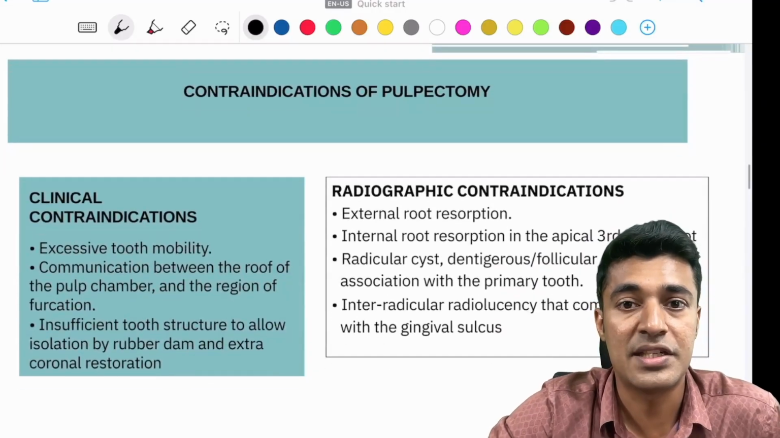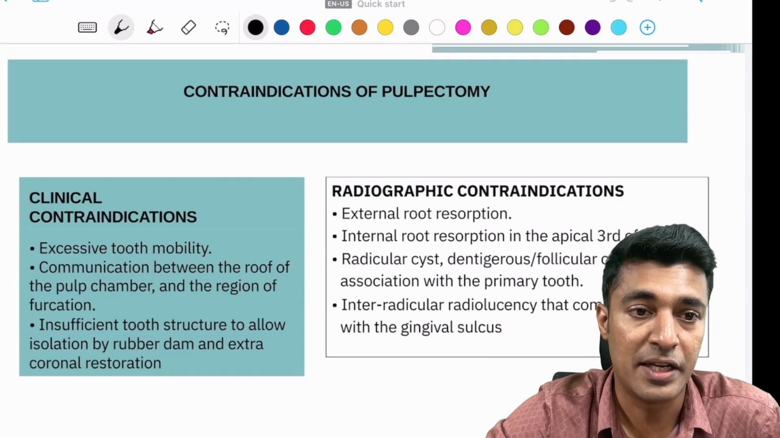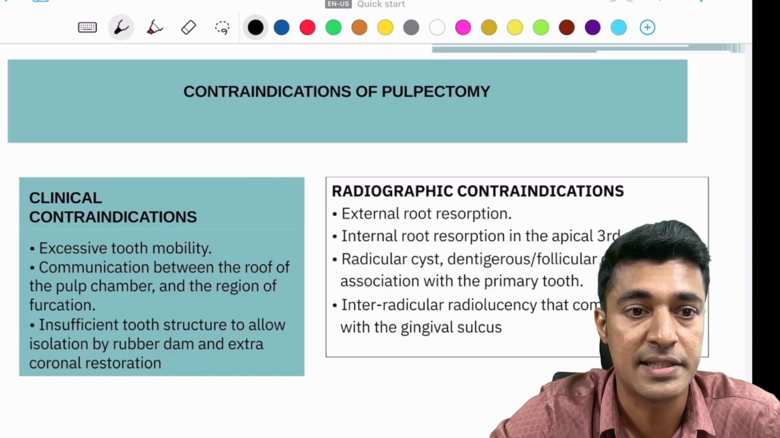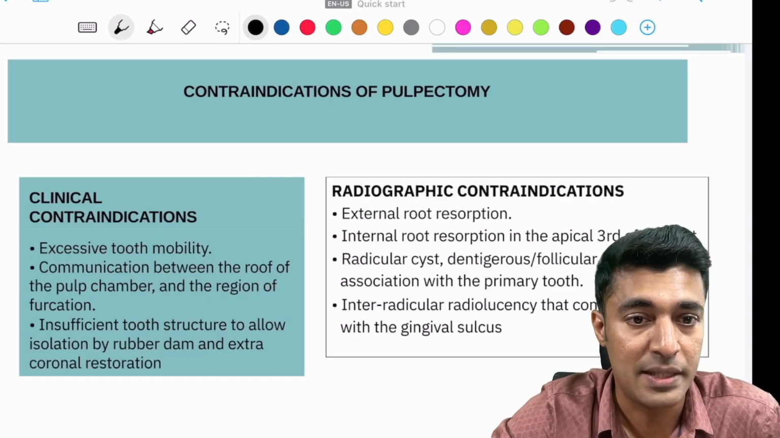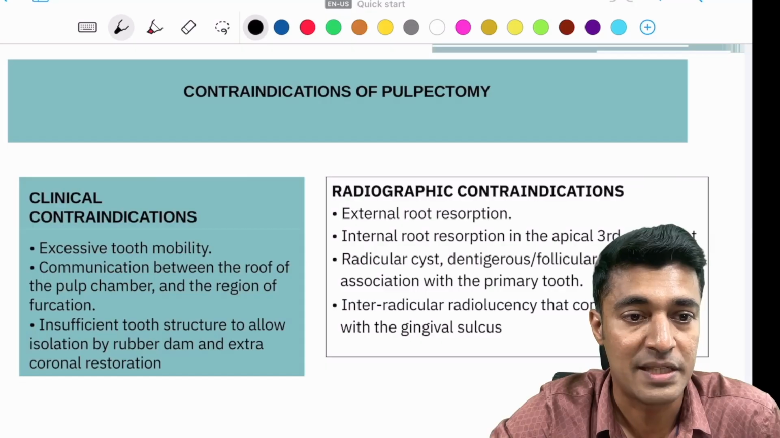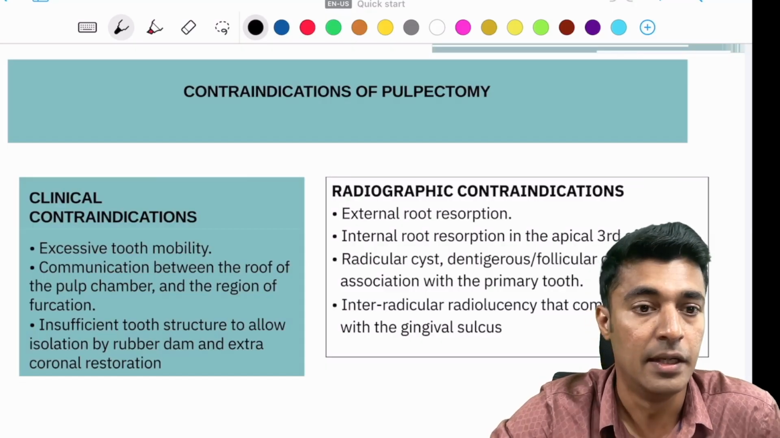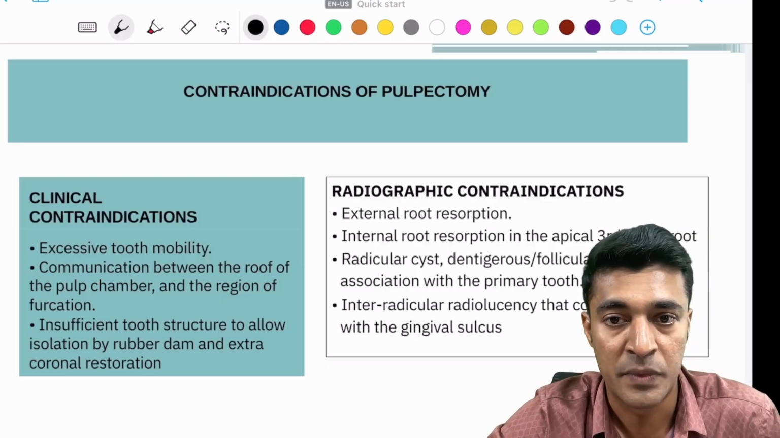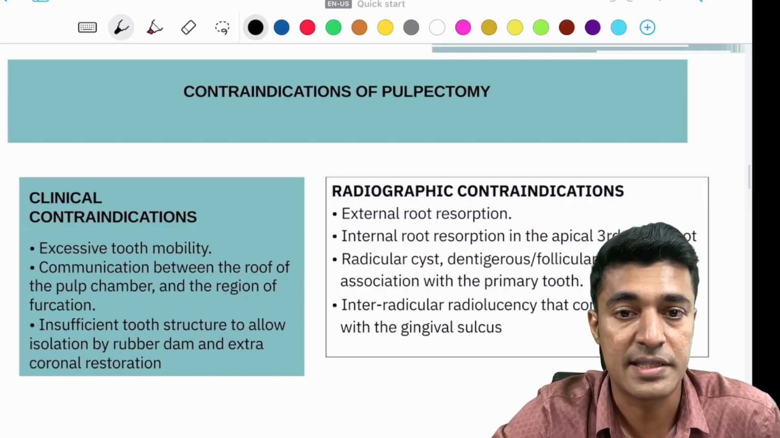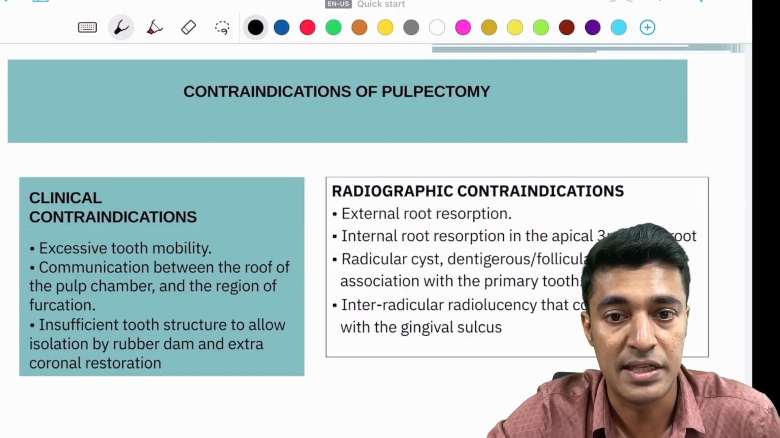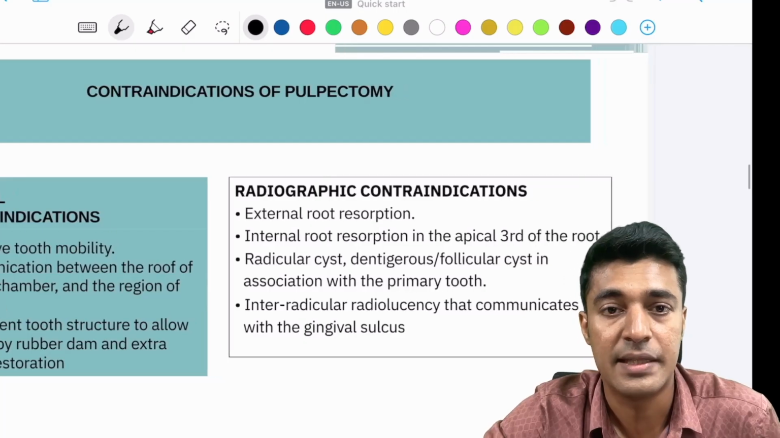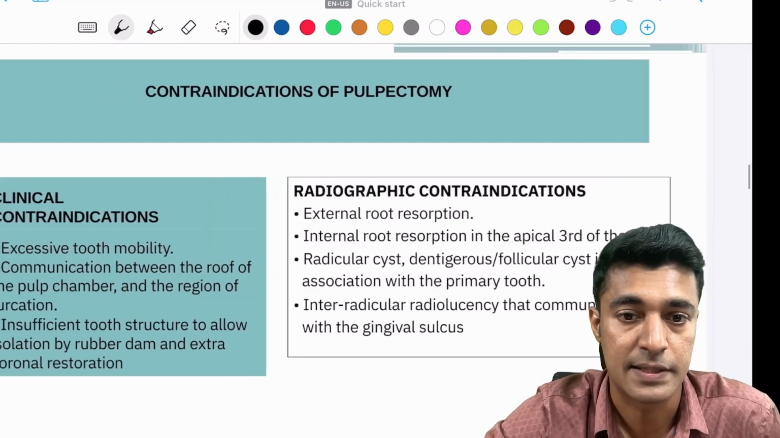Coming to the contraindications of pulpectomy, it is divided into clinical and radiographic contraindications. The clinical contraindications include excessive tooth mobility, communication of the floor of the pulp chamber and the region of bifurcation, insufficient tooth structure to allow isolation via rubber dam. The radiographic contraindications include external root resorption, internal root resorption involving the apical one-third, radicular cyst, dentigerous cyst, interradicular radiolucency that communicates with the gingival sulcus.